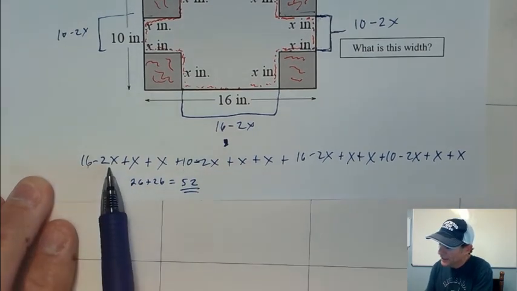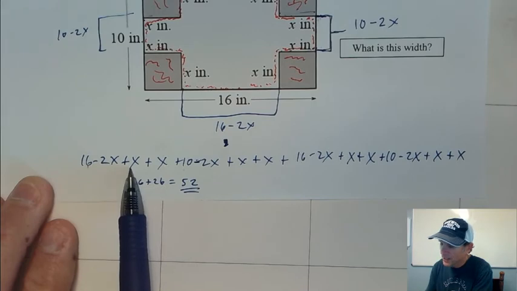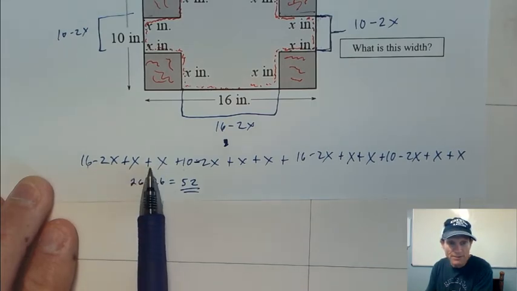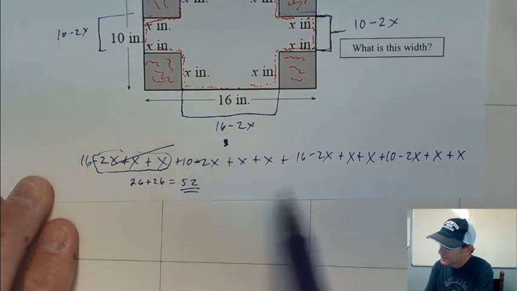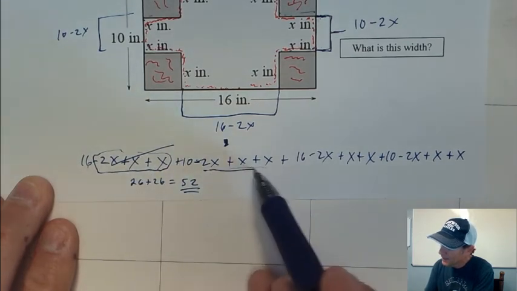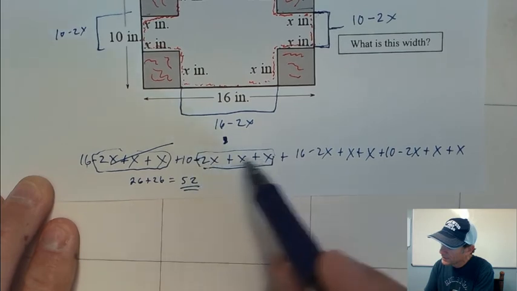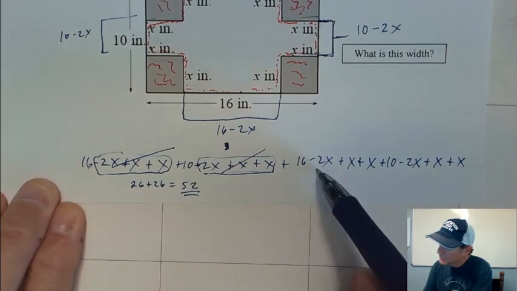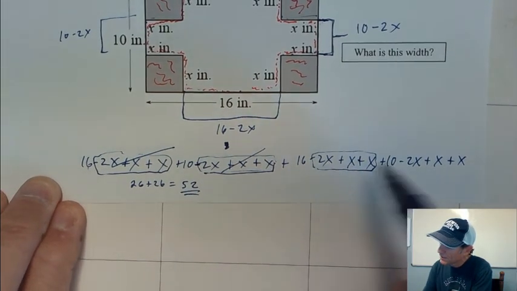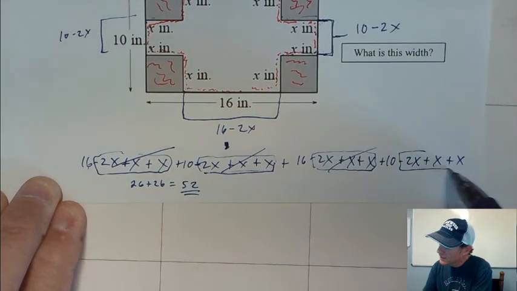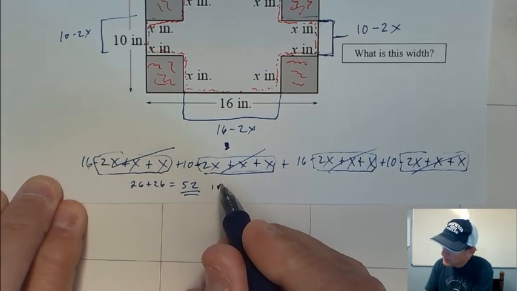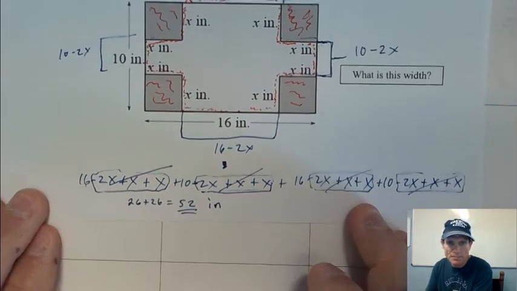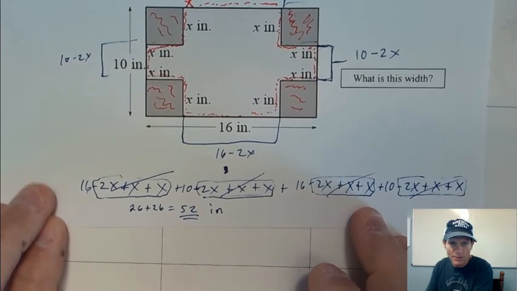We have negative 2x, and these x's will cancel out because that's two positive x's. So these cancel out. The same thing happens right here. Holy cow. All right, so those cancel out. And the same thing happens right here. Those cancel out. And then the same thing happens right here. Those cancel out. What's left? 52. 52 inches.